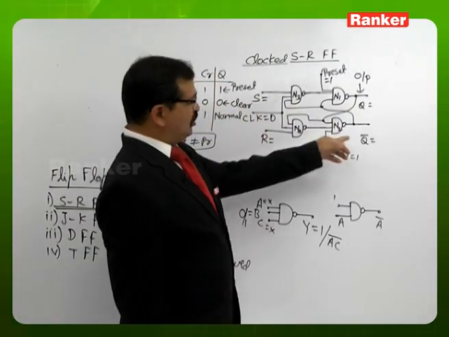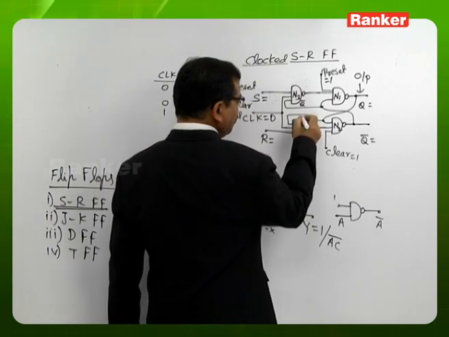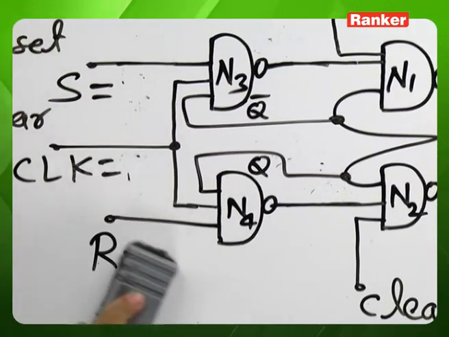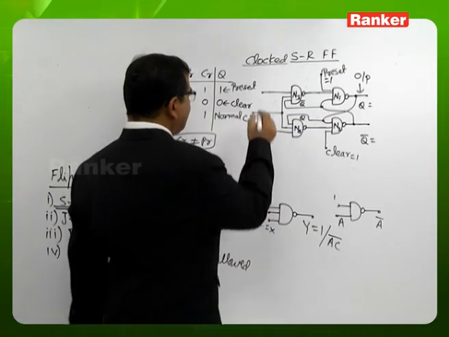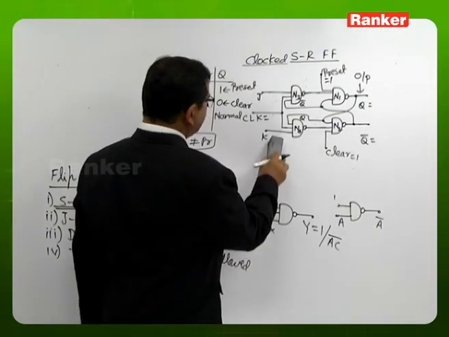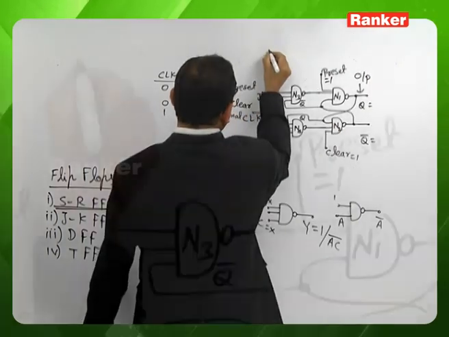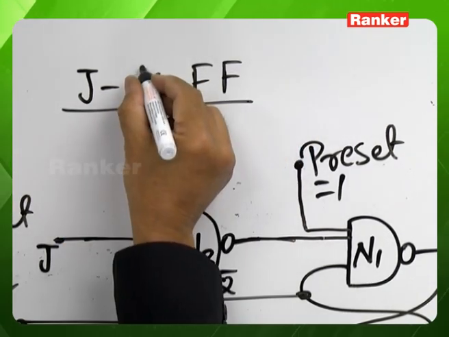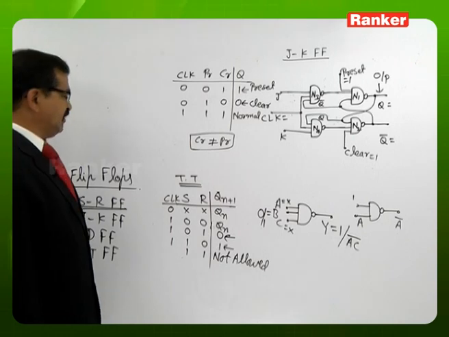The third input of gate N3 is Q complement. The third input of gate N4 is Q. And the inputs of this modified circuit we are naming as J and K. Based on this, we are naming the flip-flop as the JK flip-flop. So let's try to develop the truth table for this JK flip-flop.